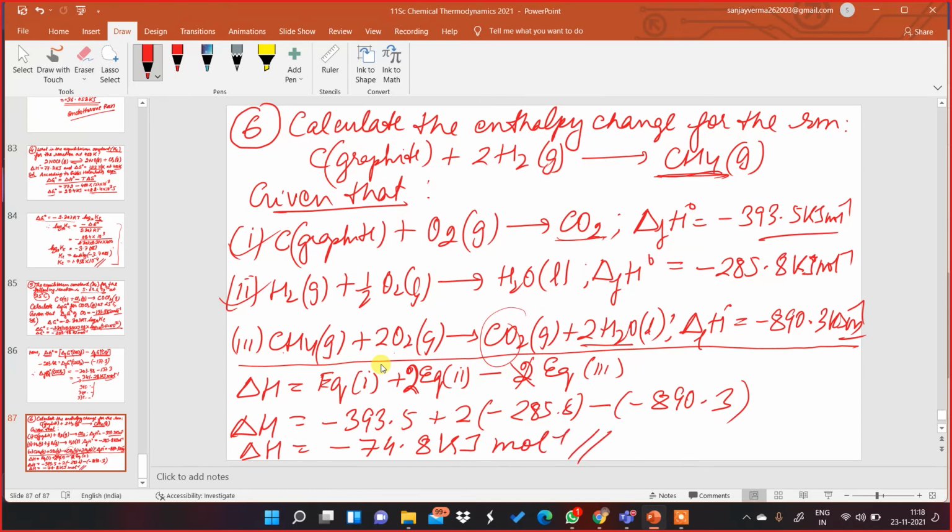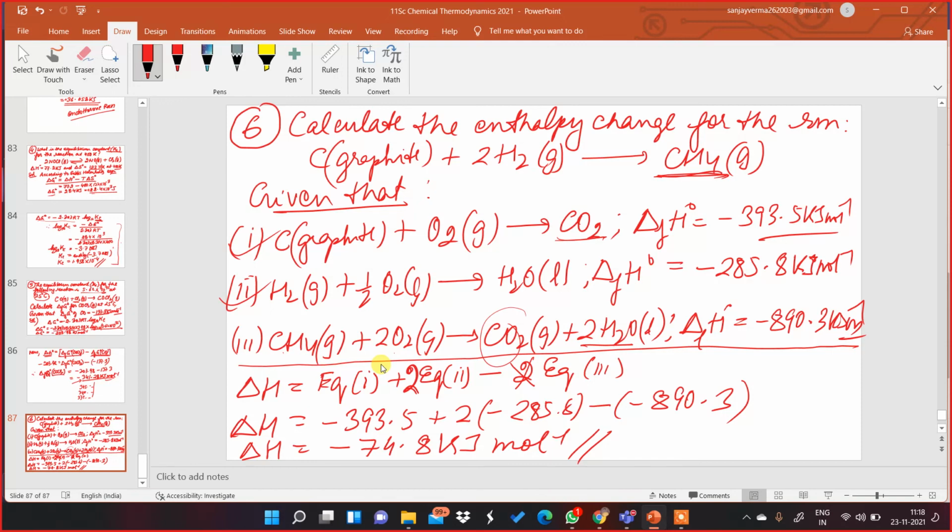So this is one numerical based on the law we have learned, the law of constant heat summation. We are using that concept to solve this numerical. Try to practice such questions for your examination. That will help you a lot.